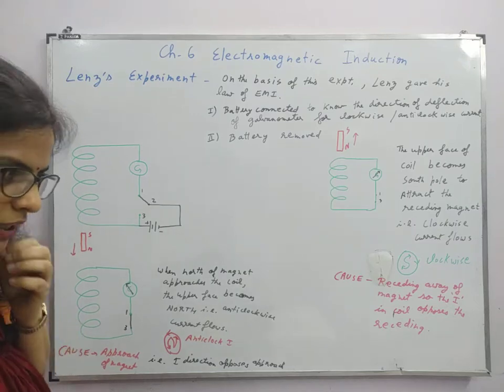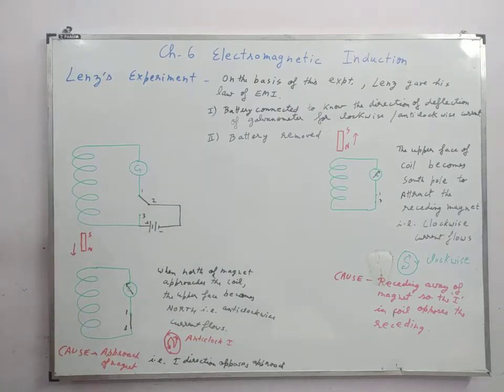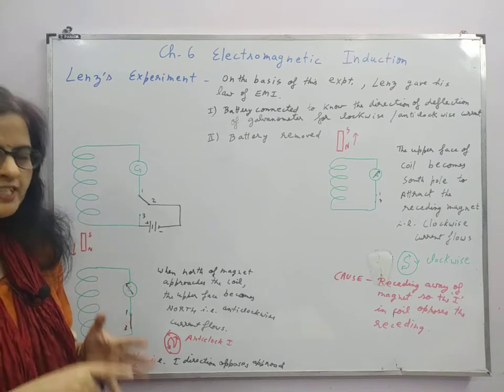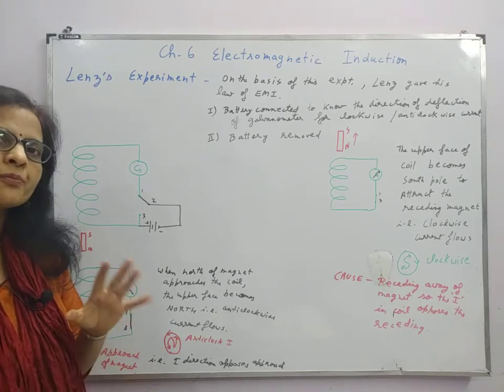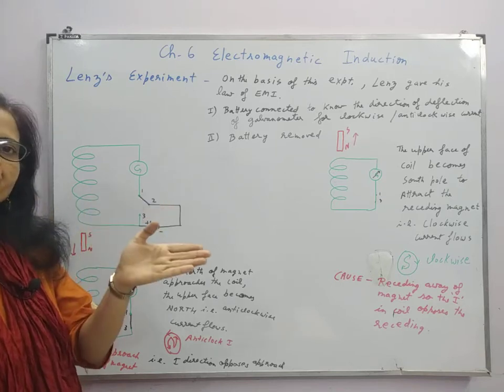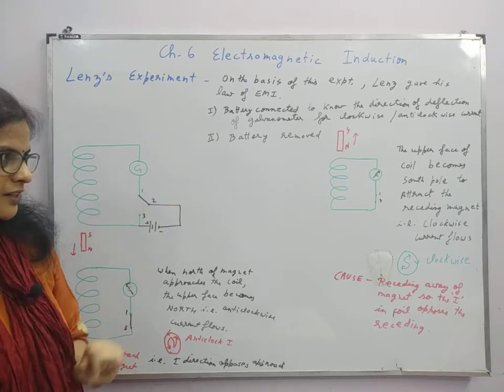Now there is one more thing which we need to discuss. On the basis of this, Lenz had given his law, which we have already discussed in the previous video. It says that the direction of the induced current is such that it opposes the cause which produces it. So it gives the direction of induced EMF. EMF is equal to minus d phi by dt. This we have already studied.